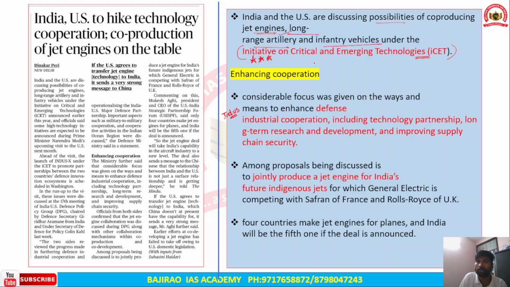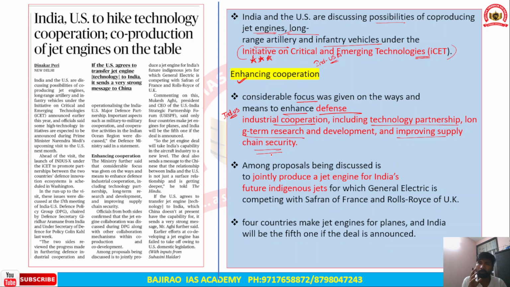So it is signed between India and USA. Now, enhancing cooperation of India and USA under the initiative on critical and emerging technologies. The considerable focus was given on the ways and means to enhance defense industrial cooperation that include technology partnership, long-term research and development, and improving the supply chain security.